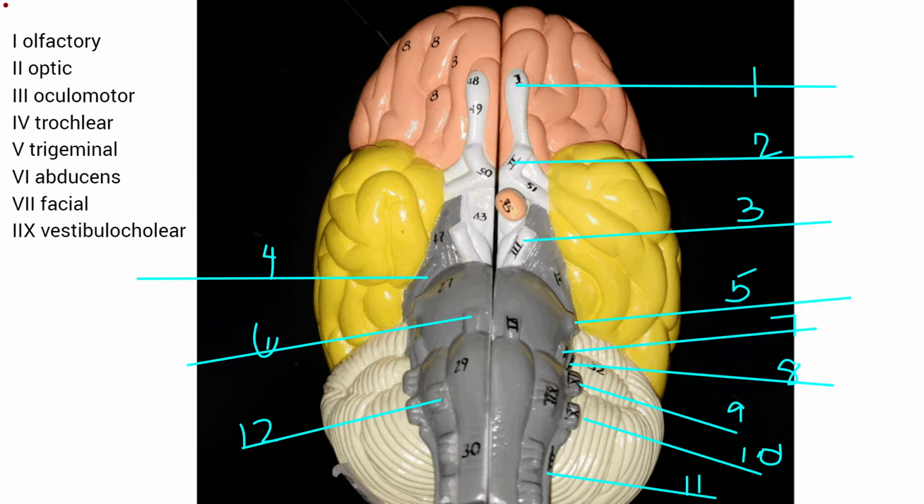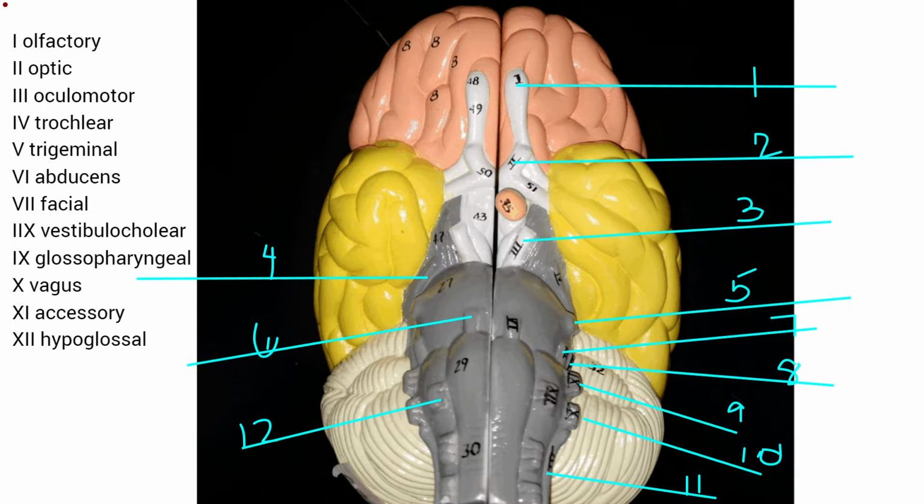It doesn't seem like I spelled it right, but then 9, glossopharyngeal. 10 is vagus. 11, accessory. And 12, hypoglossal. Okay, so let's do that.